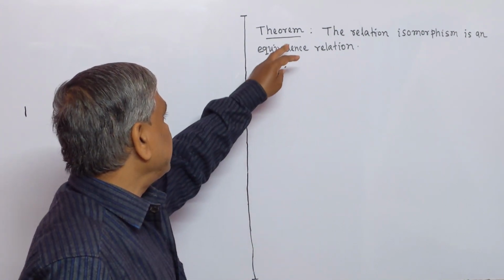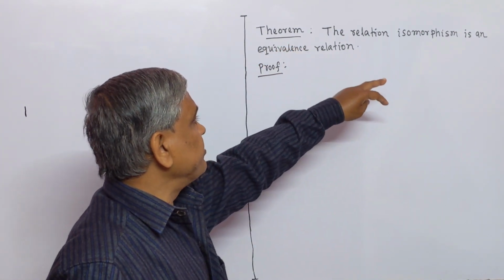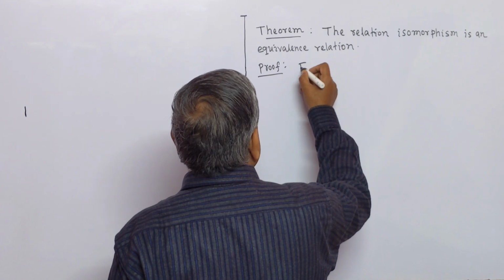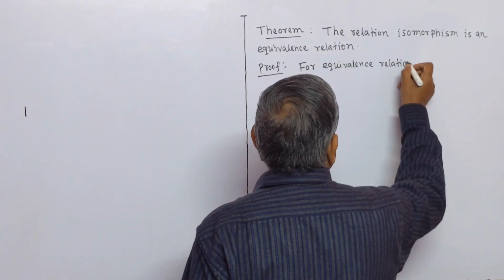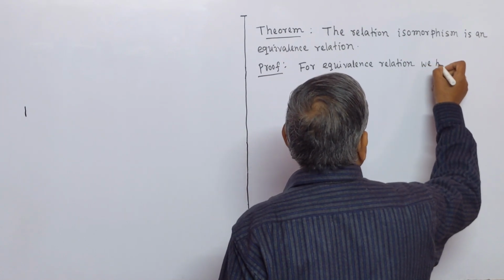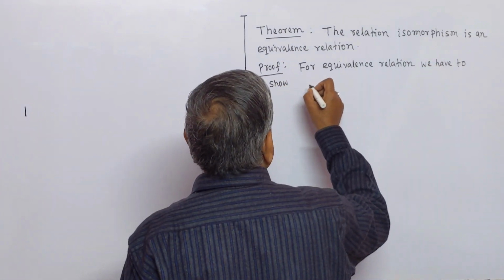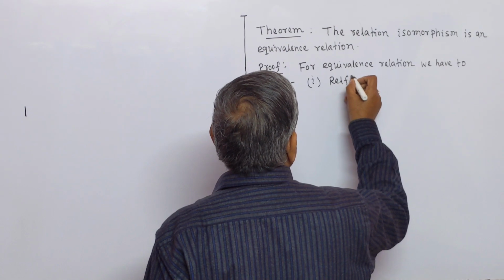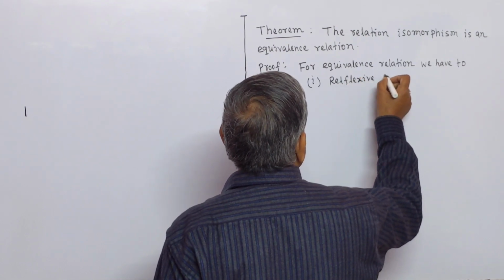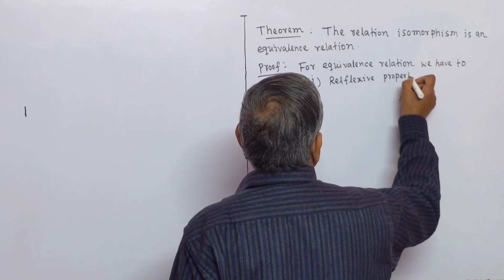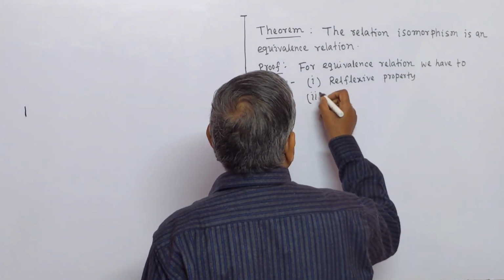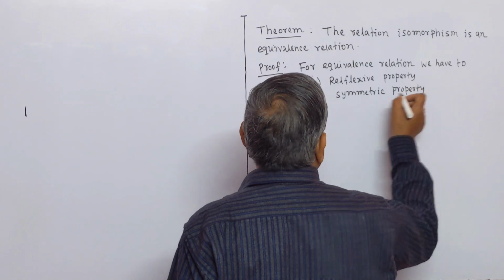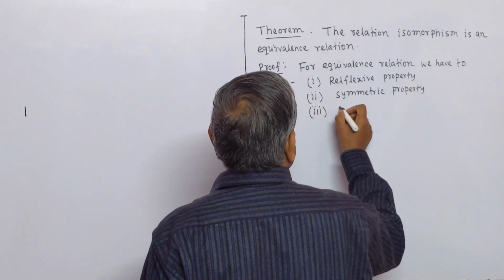Now we prove another theorem. The relation isomorphism is an equivalence relation. For an equivalence relation, we have to show number 1, reflexive property. Number 2, symmetric property. Number 3, transitive property.